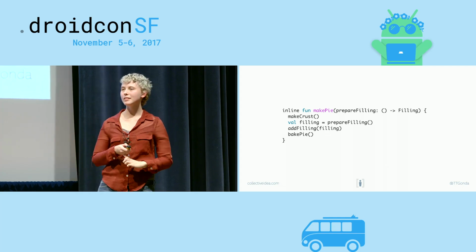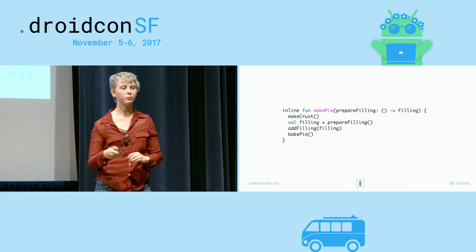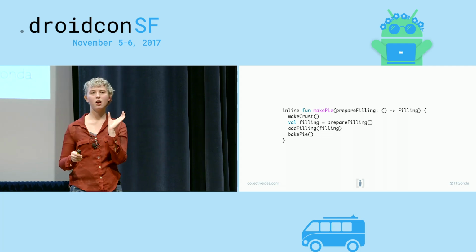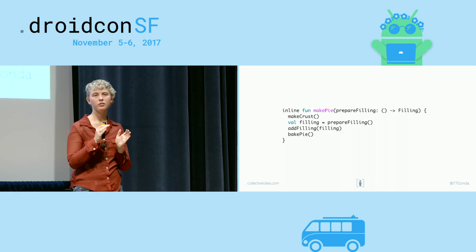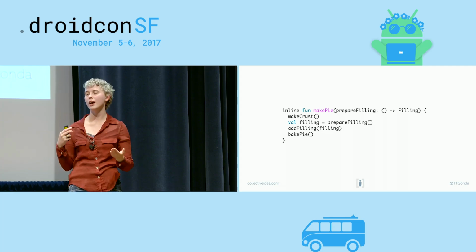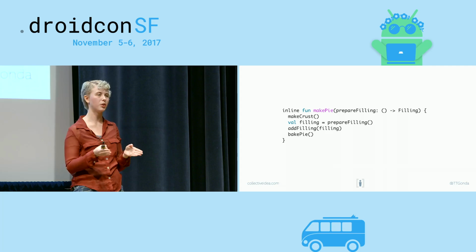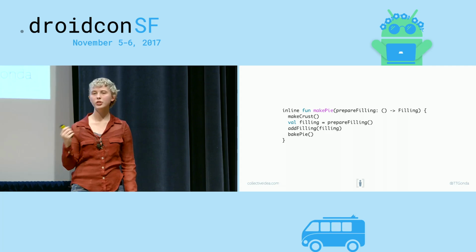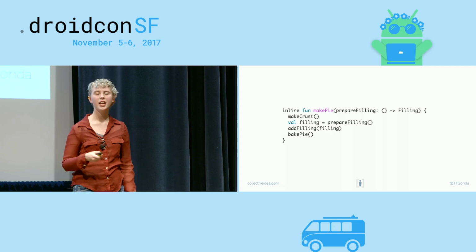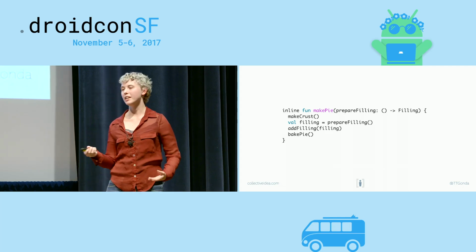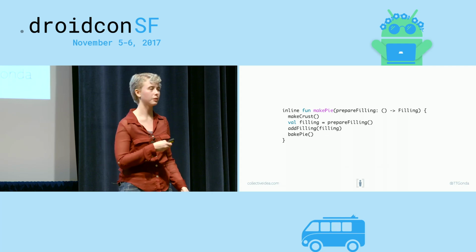To say that we want to pass in a function into another function, we have our variable name, prepare filling. We have our inputs, the type of the function. So we have our inputs to the function, which here we're not including any inputs. It's just empty parentheses. An arrow, and then the return type of the function. And then inside the function, we can just call it the same way that we would any other function. We just call prepare filling.